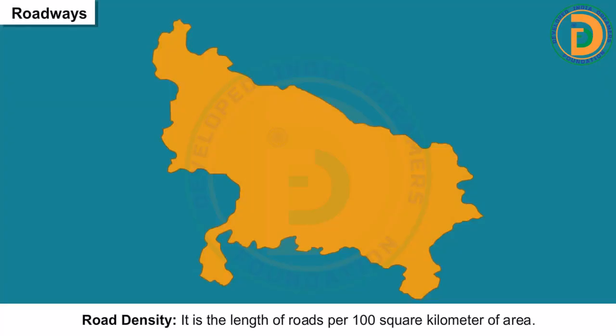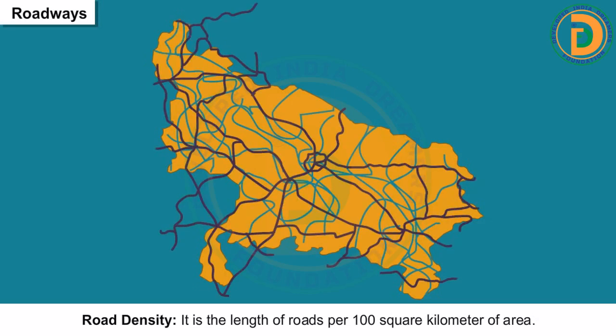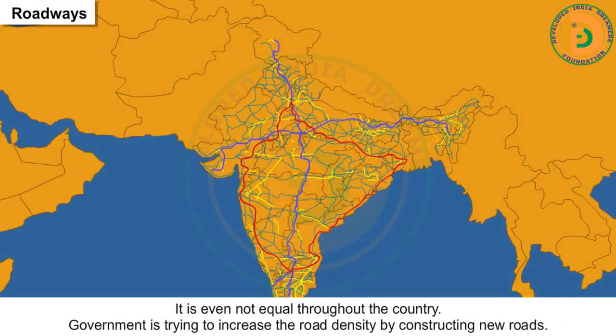Road density. It is the length of roads per 100 square kilometers of area. It is not equal throughout the country. Government is trying to increase the road density by constructing more roads.